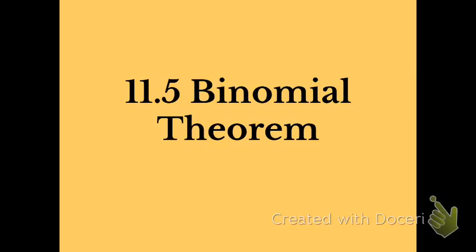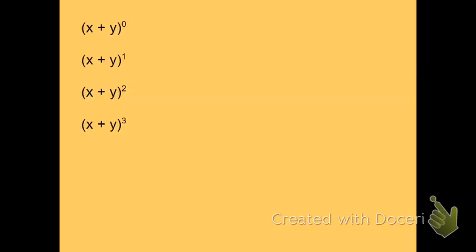Okay, in this section we're going to look at the binomial theorem. It's all about expanding binomials, and we've done this before. We have formulas to expand (x+y)^2 and (x+y)^3. Now we're going to use the binomial theorem to expand binomials that have degrees higher than 3, like 4 and 5.